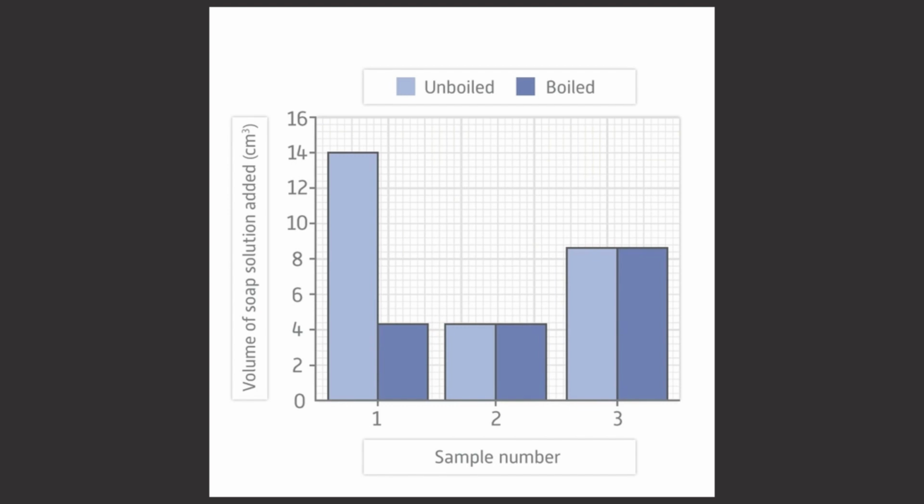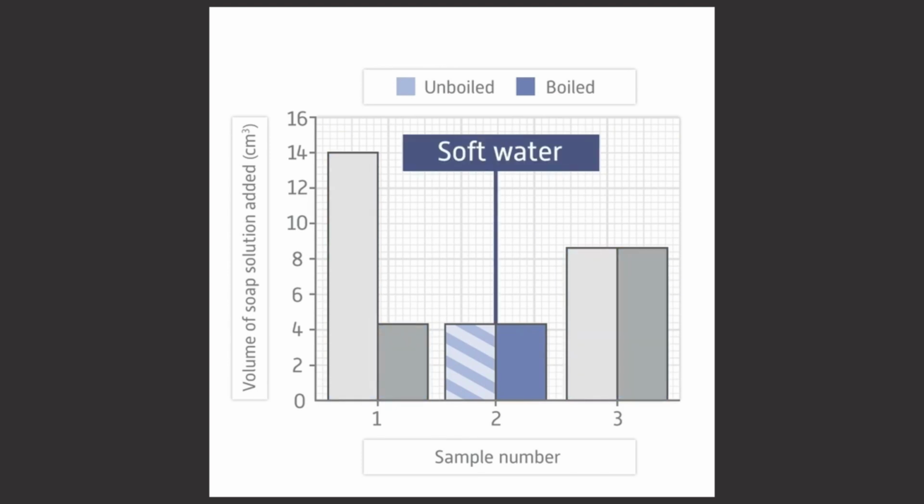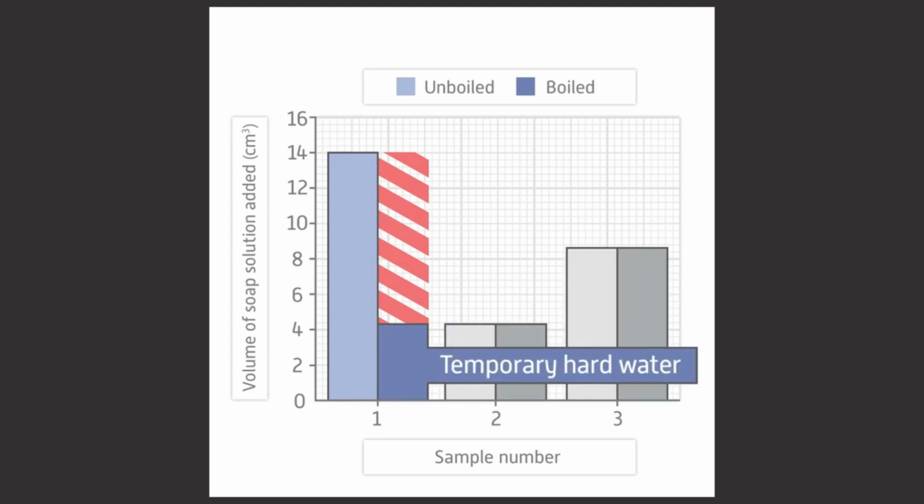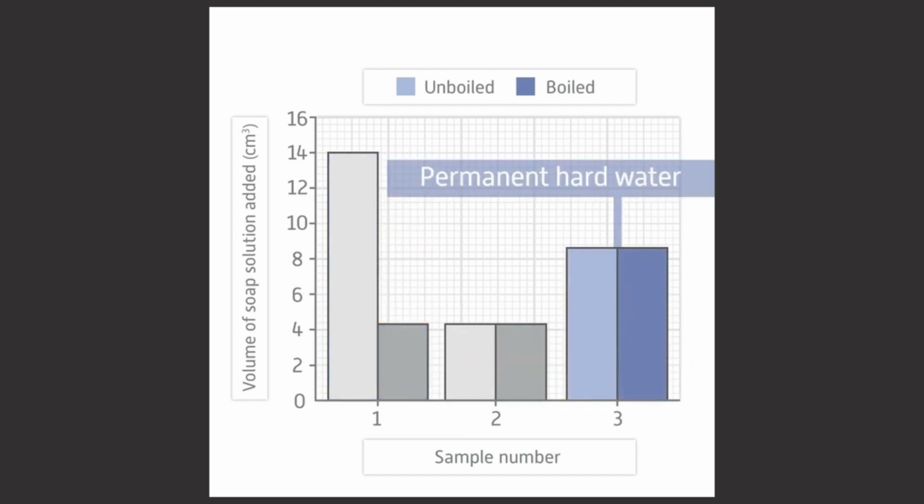To draw conclusions from your results, look to see which unboiled samples formed a lather with the least amount of soap solution. These will be soft water. Then compare the boiled samples with the unboiled samples. If there was a marked reduction in the volume of soap solution added, then these are temporary hard water. If there was no reduction because of boiling, then these are permanent hard water.